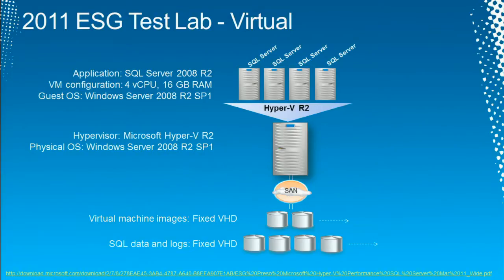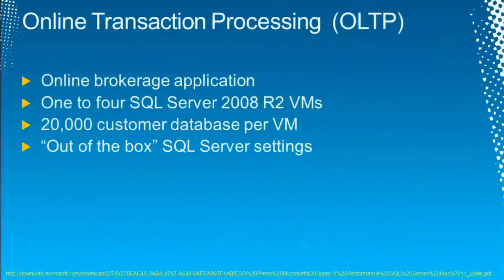So they scaled out 4 SQL VMs across this single physical server. And how they tested, they used a simulation to simulate, as you would, an OLTP application, an online brokerage application, across the 1 through to 4 databases. And they managed 20,000 customer databases per virtual machine. Okay, so they scaled it up 20K, 20K, 20K, 20K.